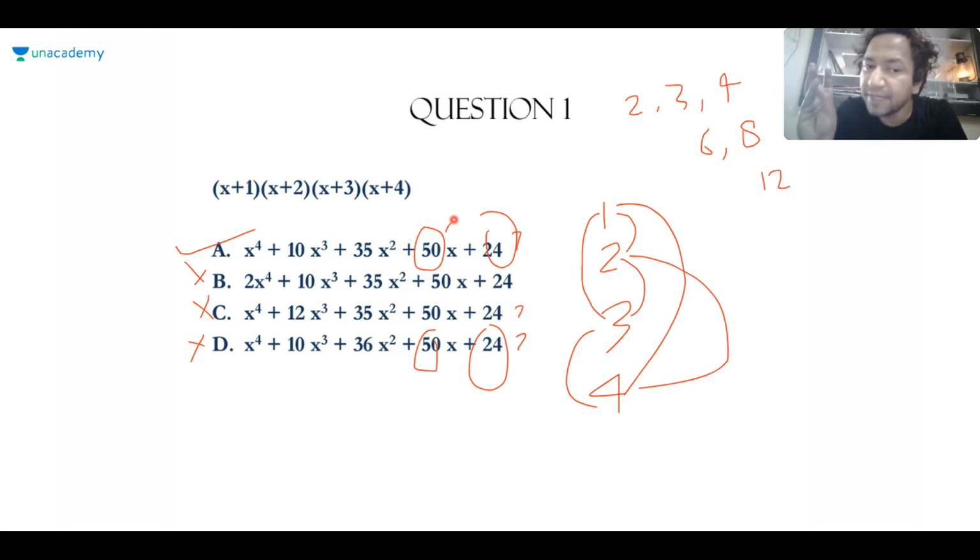Please pay attention carefully. If I want to select three constants from three brackets, it can be done in four different ways. The first way is selecting 1, 2, and 3, then 1, 2, and 4, and the rest you guys have to tell me. Tell me, everyone in the comment section, how would you select three constants from these four brackets? Please try to write the comment, everyone.